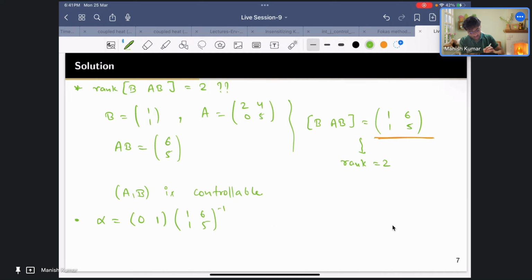Let us try to find the inverse. The determinant is 5 minus 6, so it is -1, the determinant of this matrix. Then the inverse is 1 upon -1 times [5 -6; -1 1]. If I do this, [0 1] gives me the last row, which is [1 -1] when I multiply with -1. So this is my alpha.